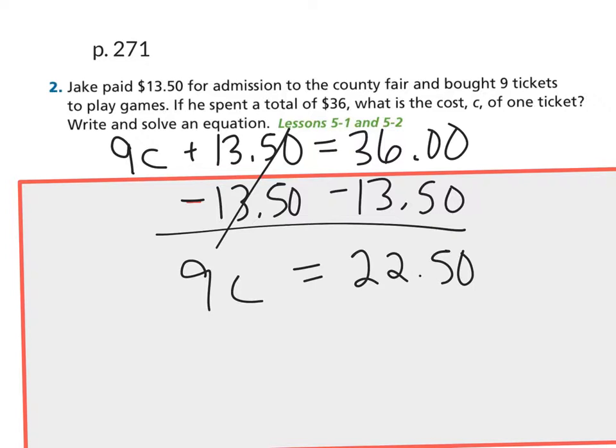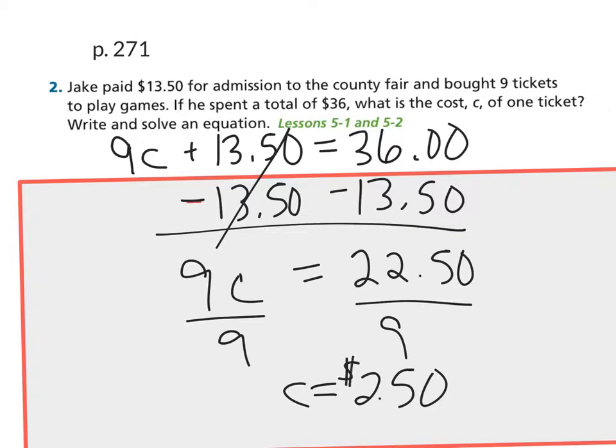And then we would need to... So they're multiplying by 9, then we could divide by 9 on both sides. And $22.50 divided by 9 should be 2.50. Okay, 2.5, which is $2.50 per ticket. Good.